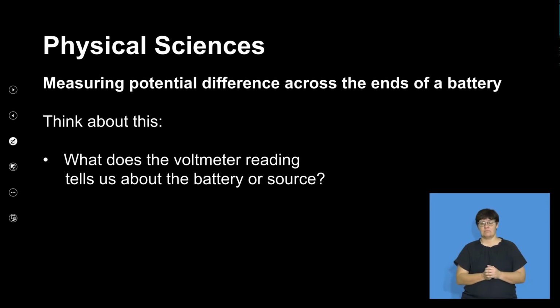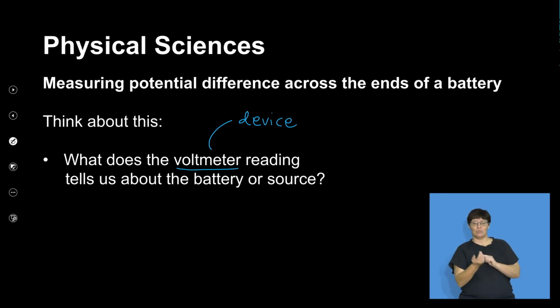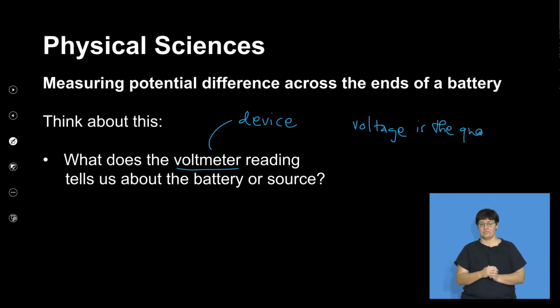Think about this. What does the voltmeter reading tell us about the battery or a source? A voltmeter is an instrument, a device that we use. So there's a difference between voltmeter and voltage. Voltage is the quantity that can be measured. What is used to measure this quantity is a device called a voltmeter. So the question is, what does the voltmeter reading tell us about the battery or the source?